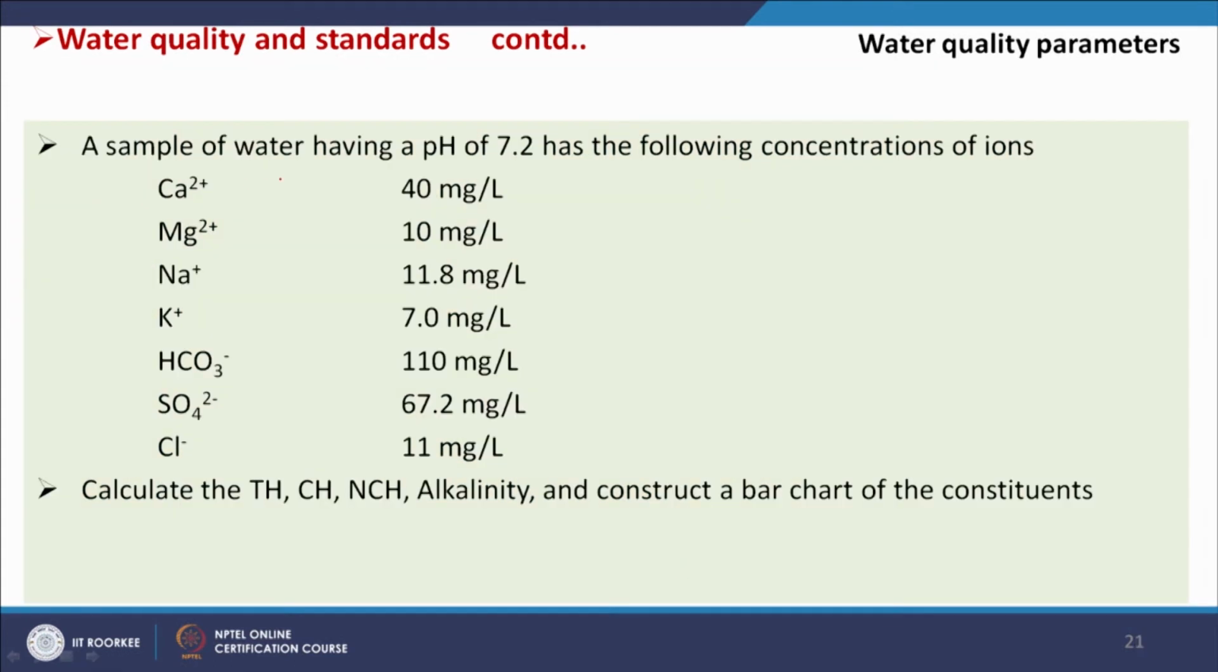You see, a sample of water having pH 7.2 has the following concentrations of ions: calcium, magnesium, sodium, potassium, bicarbonate, sulphate, chloride. These values are given. Now we have to calculate the total hardness, carbonate hardness, non-carbonate hardness and alkalinity, and construct a bar chart of the constituents. We have to make a bar chart from this data. So, now let us try.